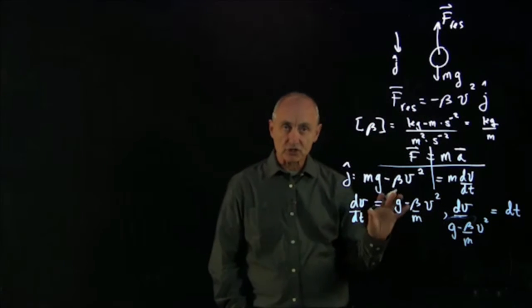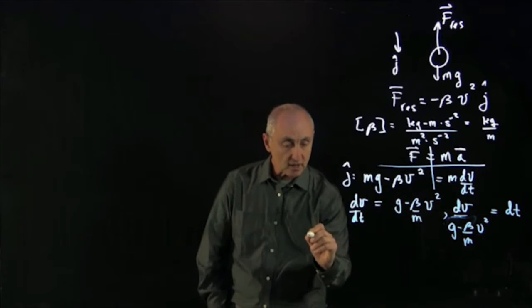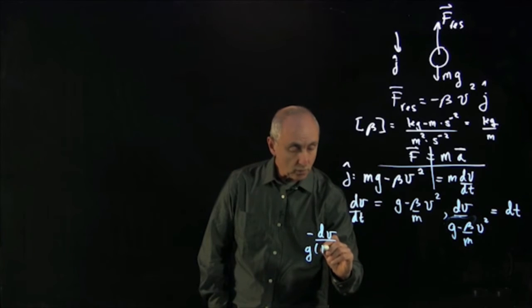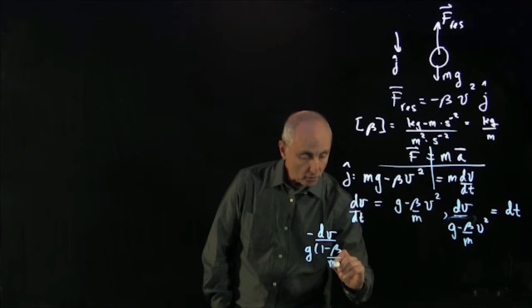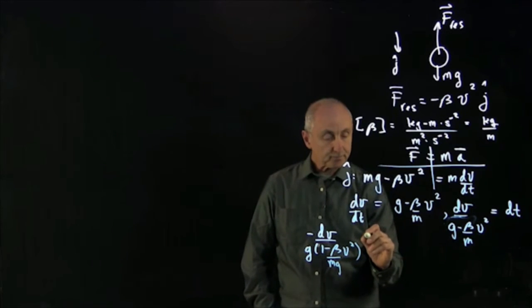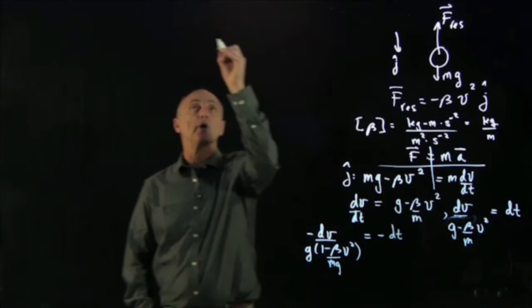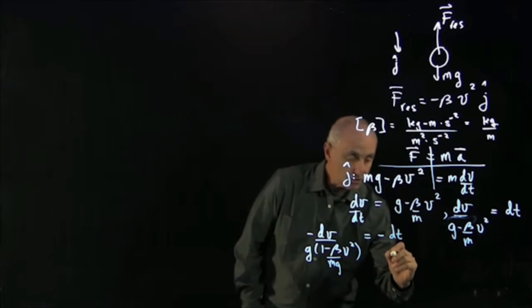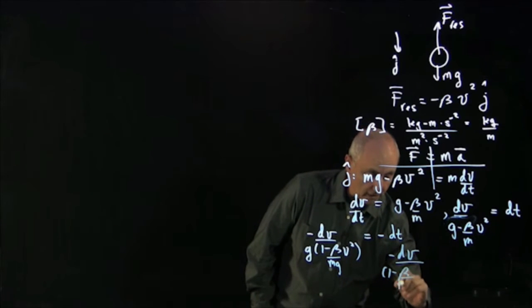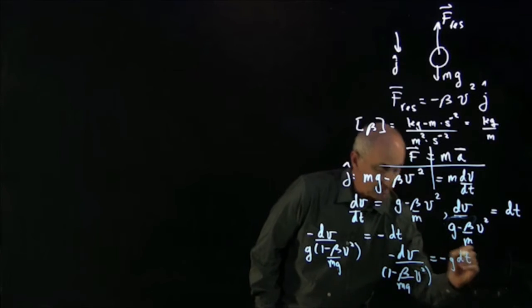Now, I'm going to do two things just to clean this up for algebra a little bit later. I'm going to multiply both sides by a minus sign, and I'm going to pull the g out. So I have 1 minus beta over mg v squared. And on the other side, I have minus dt. And now I can get this equation in the form that I'd like to integrate, which is minus dv times 1 minus beta over mg v squared equals minus g dt.